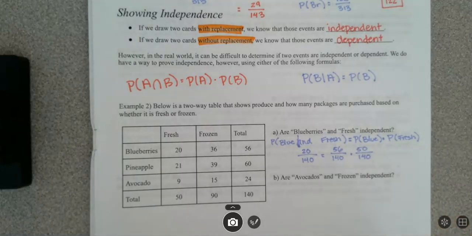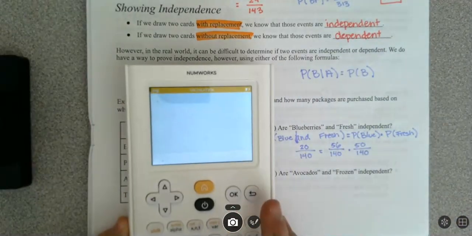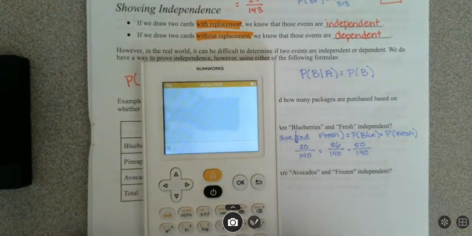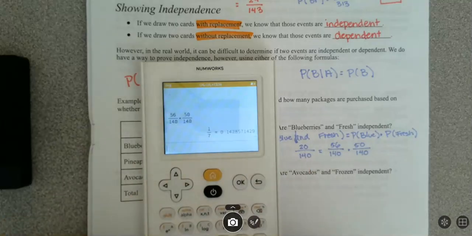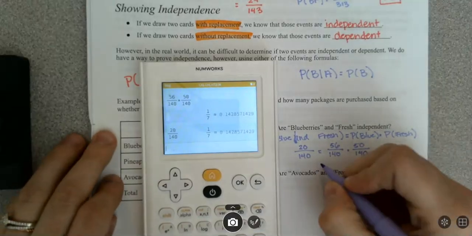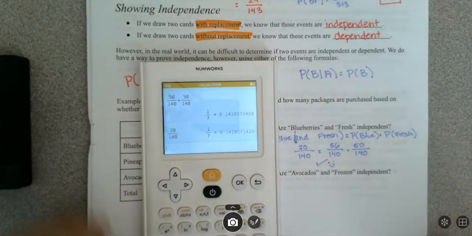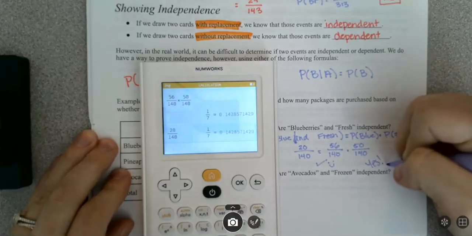Let me grab my calculator real quick. Here's my calculator. We have 56 divided by 140 times 50 divided by 140. And then 20 divided by 140. Oh my, it's the same fraction. Yay! They are the same value, so we can say yes, they are independent.